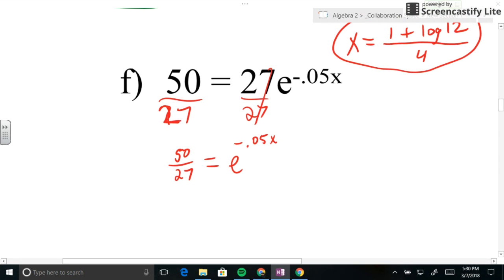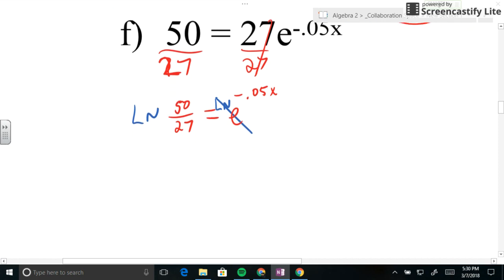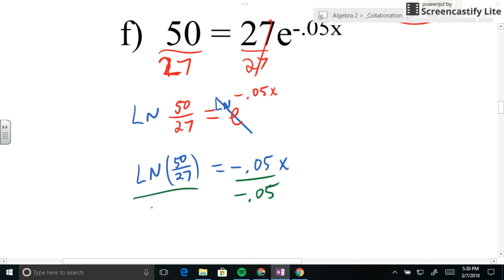To get rid of the e, we have to do a log with base e. If you remember, a log of base e is what we called a natural log, ln. A natural log cancels out the e, so we just do a natural log to both sides. Natural log of 50/27 equals negative 0.05x. Now we just have to do one more step, which is get rid of the negative 0.05. So we divide by negative 0.05.